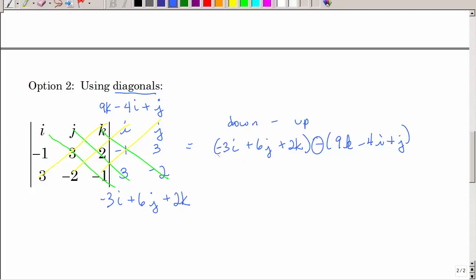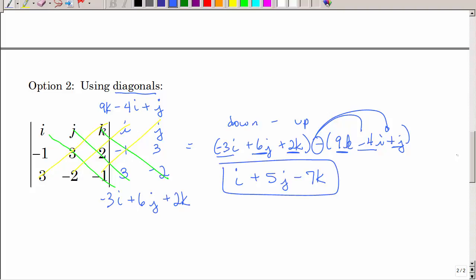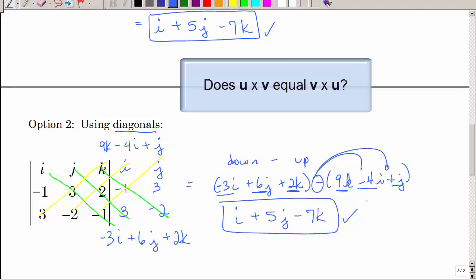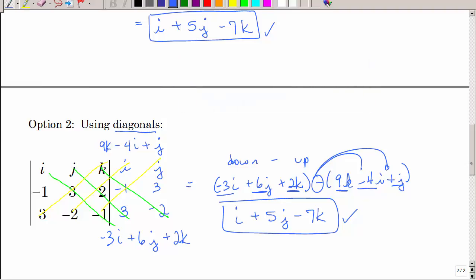So let's do the i. We have negative 3i and a minus 4i, so that's going to be positive 1i. Then we have 6j and 1j, but remember we have to have a minus, so that's positive 5j. And then our k's, 2k minus 9k is negative 7k. Is that the same answer we just got by using determinants? Yes, it is. A lot of people like diagonals, a lot of people like determinants. It's your choice. Just choose the one method that you're comfortable with.